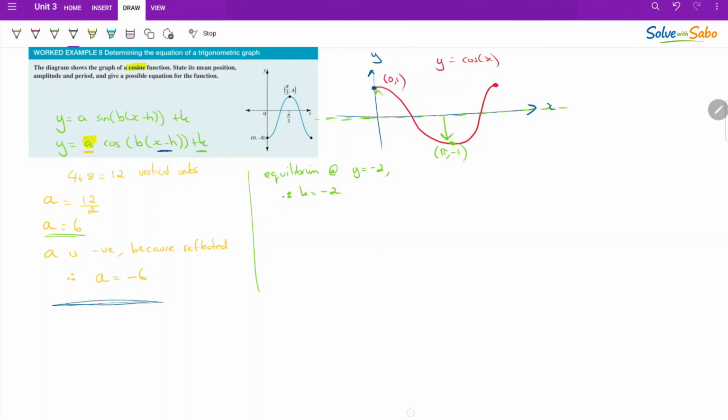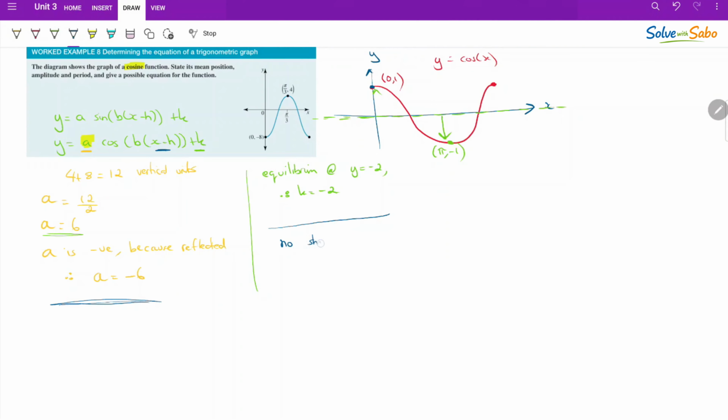So what I'm going to say is no shift left/right, therefore H is 0. There is no H. H hasn't done anything. Our A is the thing that's moved away from being a maximum, so now it's a minimum, but it has not been slid to the left or the right. We're not starting on some sort of random point along our wave, like we're not starting at here, for example. We're still starting at a major key point, so that means our H hasn't slid our graph anywhere.